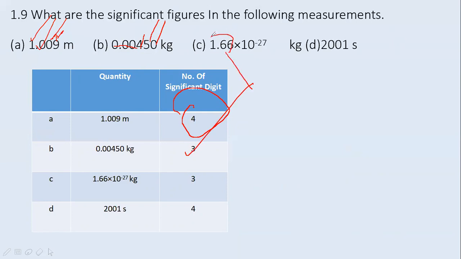Before the power of 10 there are three numbers, so three significant figures. A zero between two significant figures is significant. This number is significant. This is significant. So the number of significant figures is four.